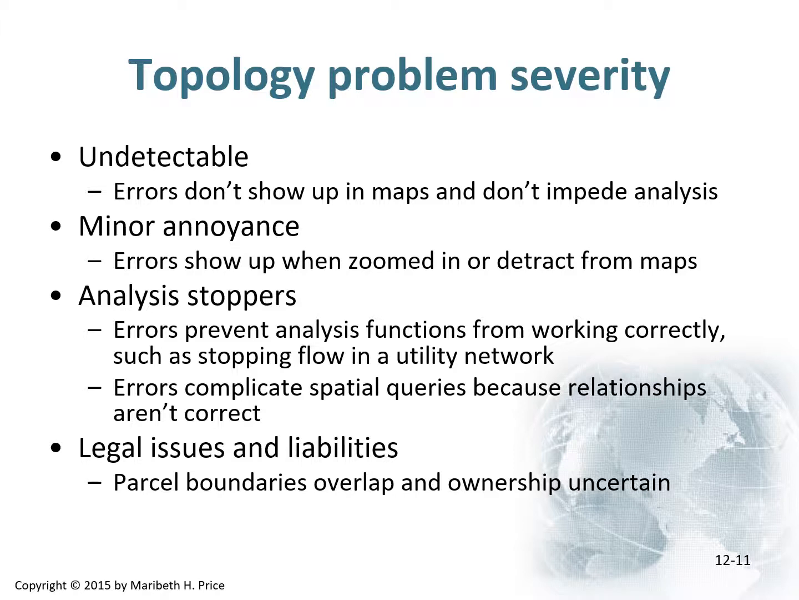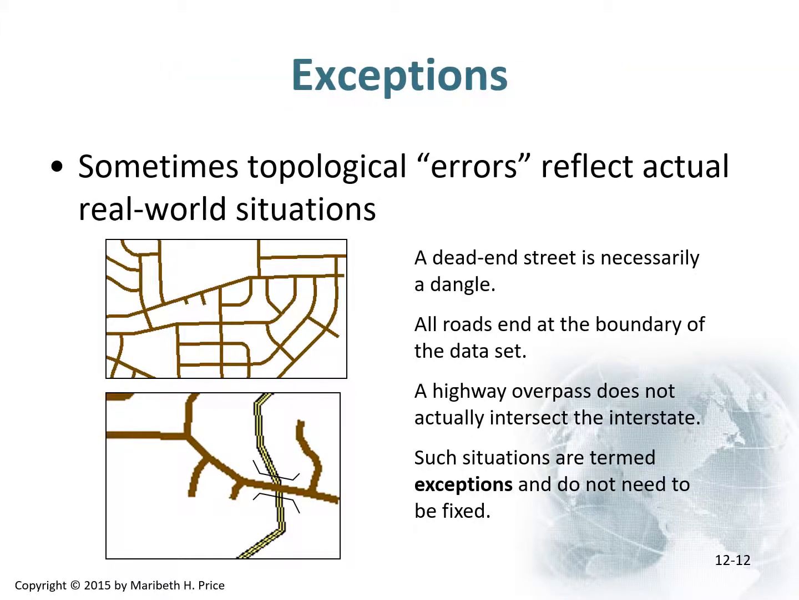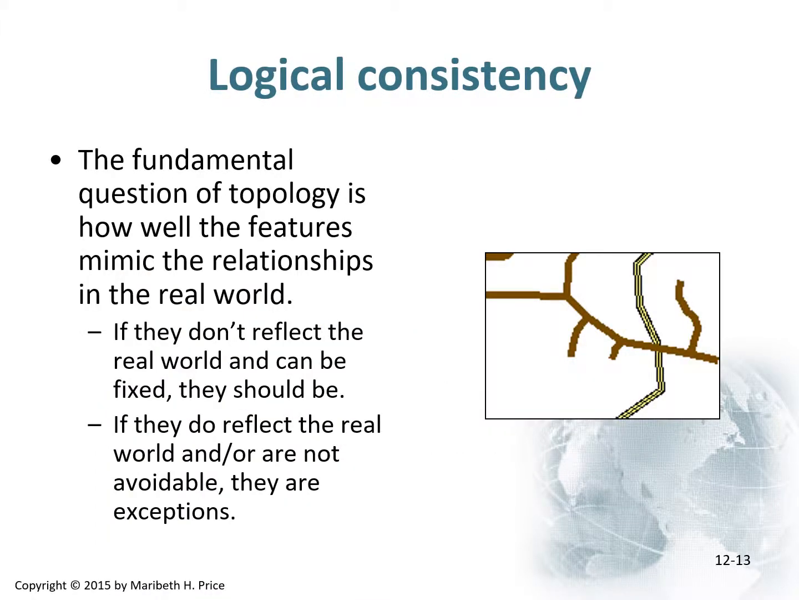Legally, they're a big issue if we're talking about things like property boundaries and parcels, as far as what if things overlap, who actually owns what, who pays taxes on what. Sometimes topographical errors reflect actual real-world situations. This is a classic example of a dead-end street, or a cul-de-sac, or overpasses and underpasses. In these situations, even though they don't apply to the standard topological rules, they are correct topology because they meet the concept of logical consistency, which is the fundamental question of topology.